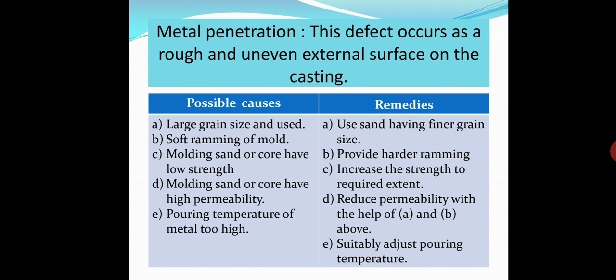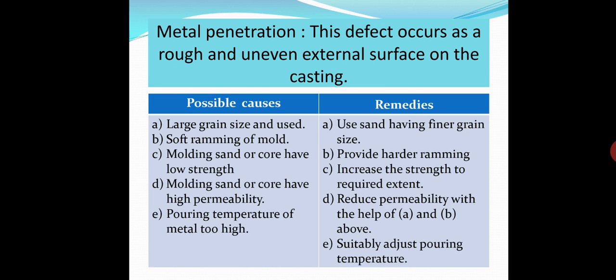So causes for this defect are large grain size sand used, soft ramming of mold. Molding sand or core sand have low strength. Molding sand or core have high permeability. Pouring temperature of metal is too high.